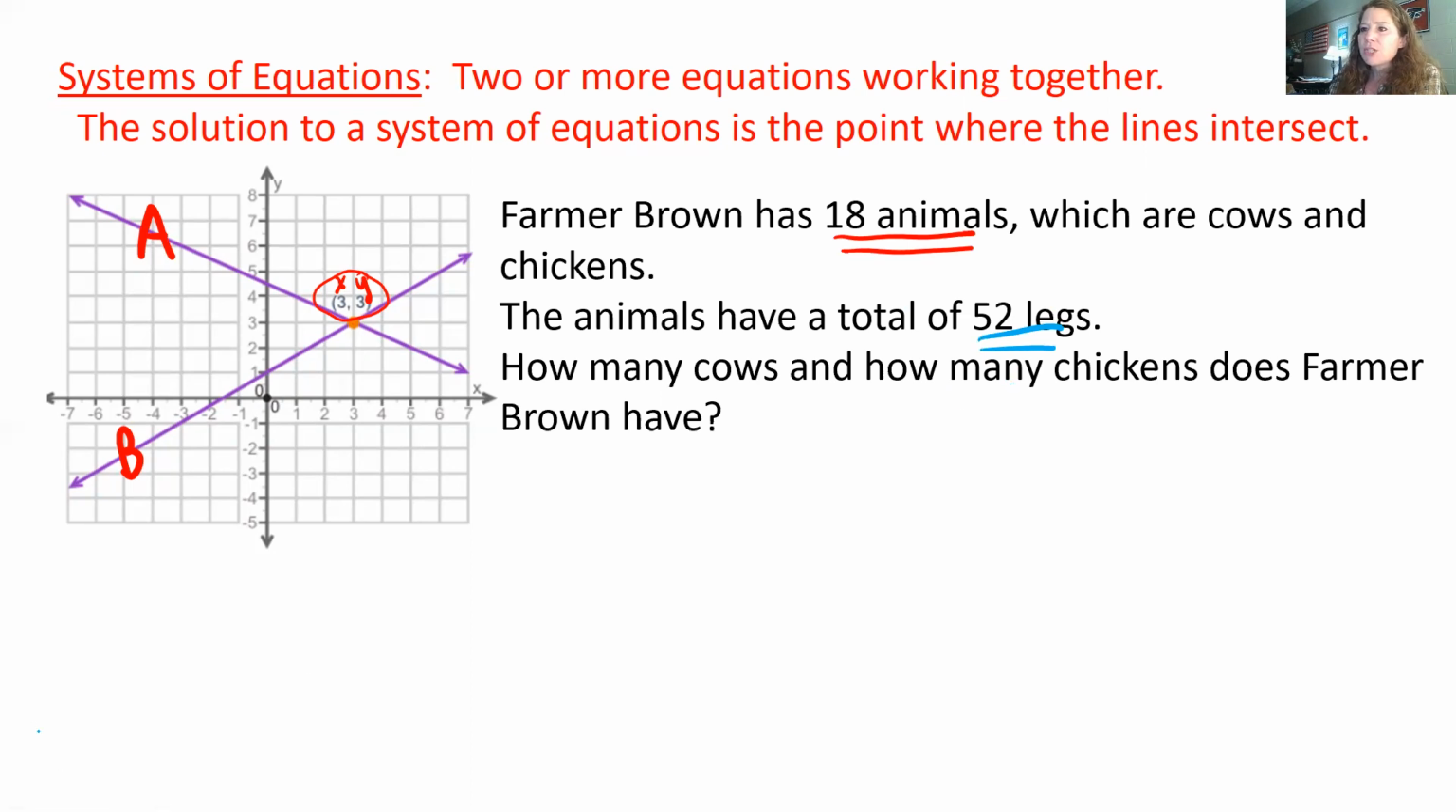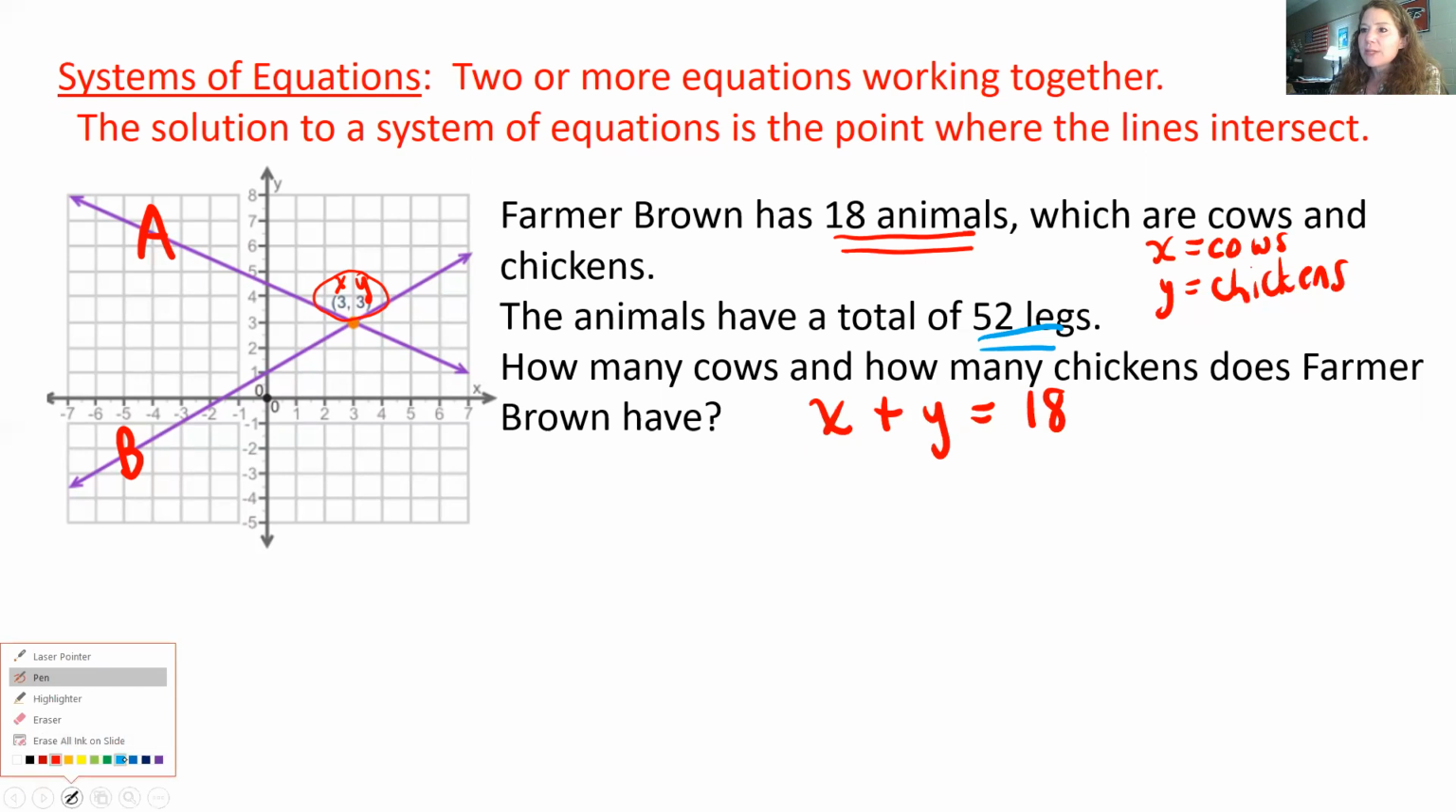The first thing I'm going to do is create an equation that represents the number of animals. So let me use the red that I had. For my animals, I'm going to let x equal cows and y equal chickens. So the number of cows plus the number of chickens is equal to how many? Well, 18.